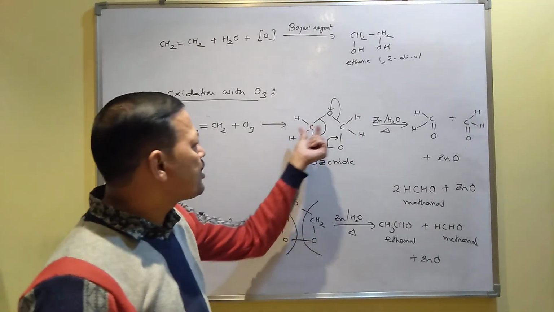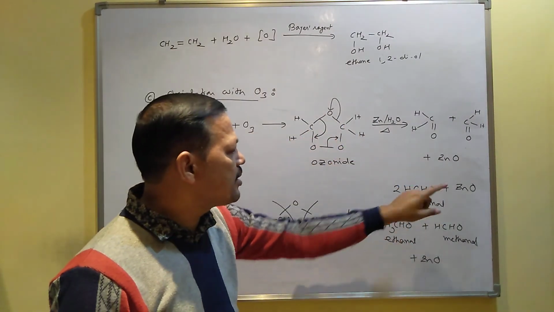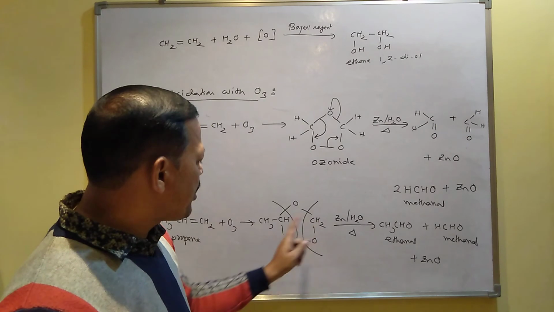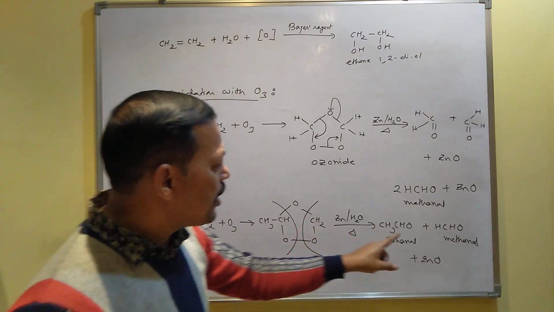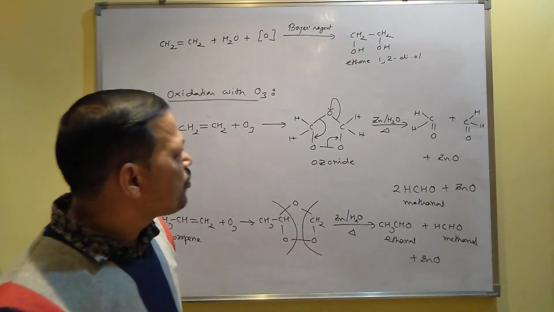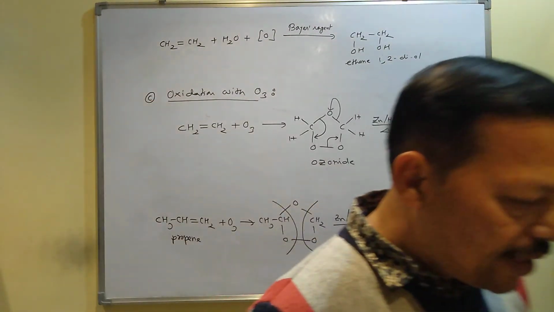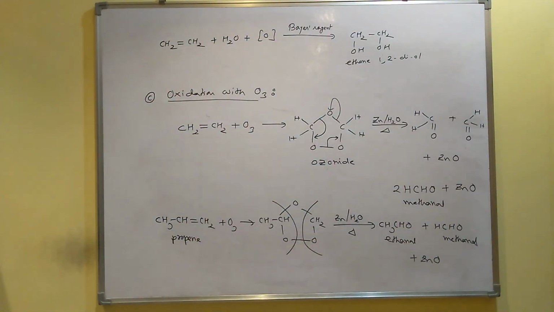In the earlier case both the products are the same, that's why I have written it like that. And here these 2 products are different. One contains 2 carbons, one contains 1 carbon. That is why you will get 2 different products. So when an alkene is added with ozone, then you will get some aldehydes, or you may get some ketones also.